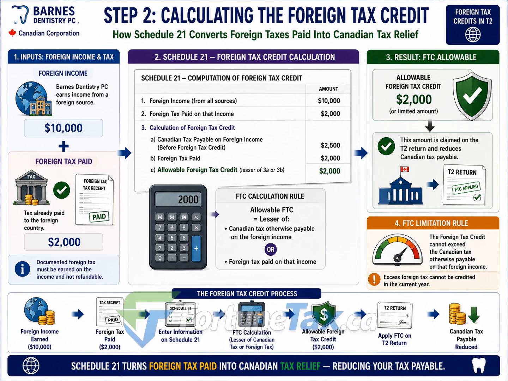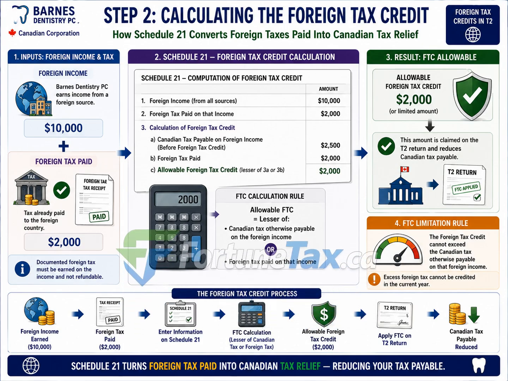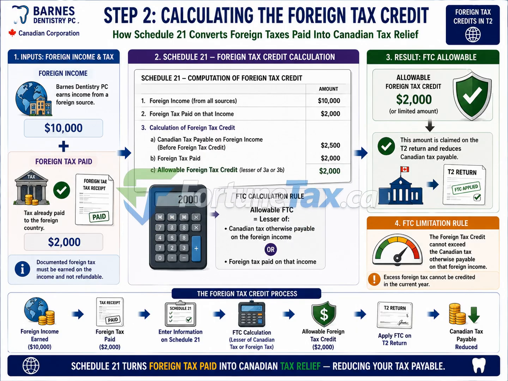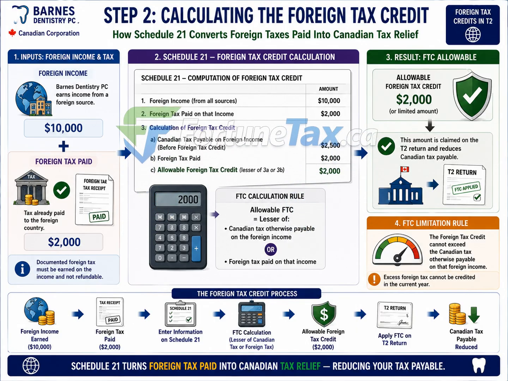The key takeaway from this slide is simple. Schedule 21 collects information about foreign income and foreign taxes paid, applies the foreign tax credit rules, and determines the amount of credit that can reduce Canadian tax payable. By doing so, it helps prevent double taxation and ensures that foreign taxes already paid are recognized within the Canadian corporate tax system.